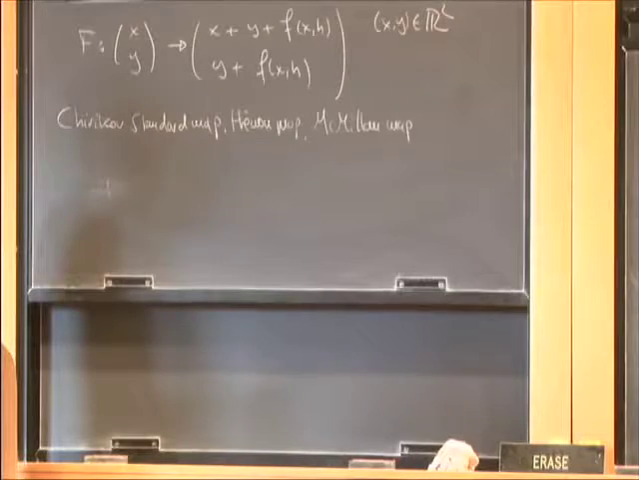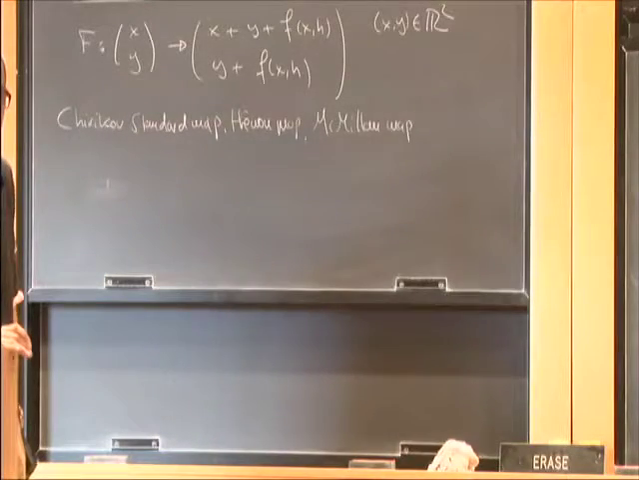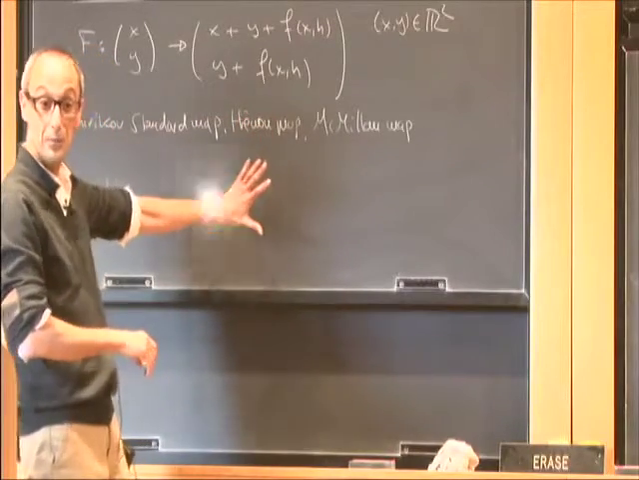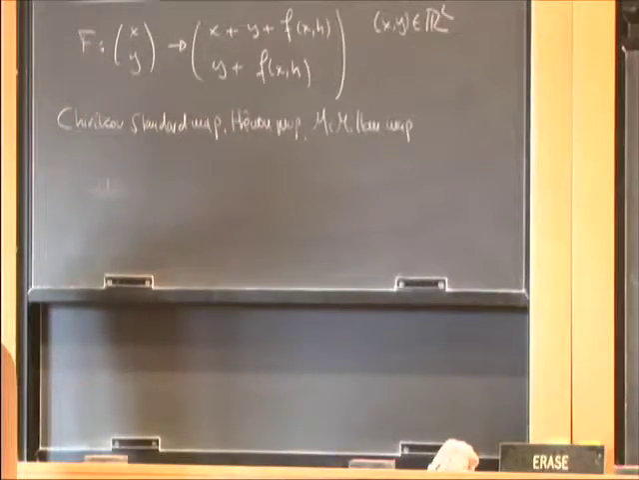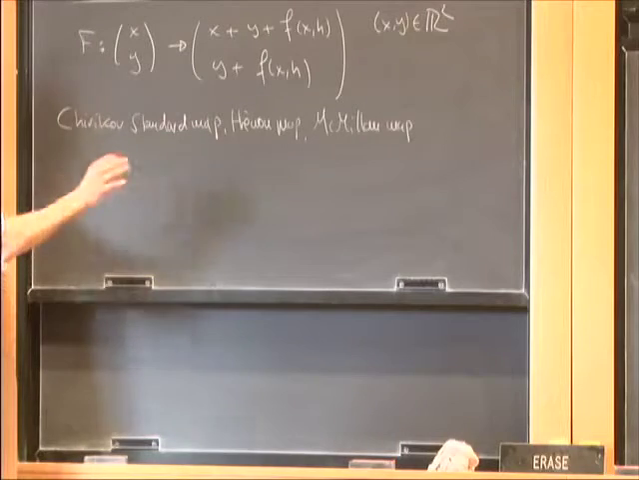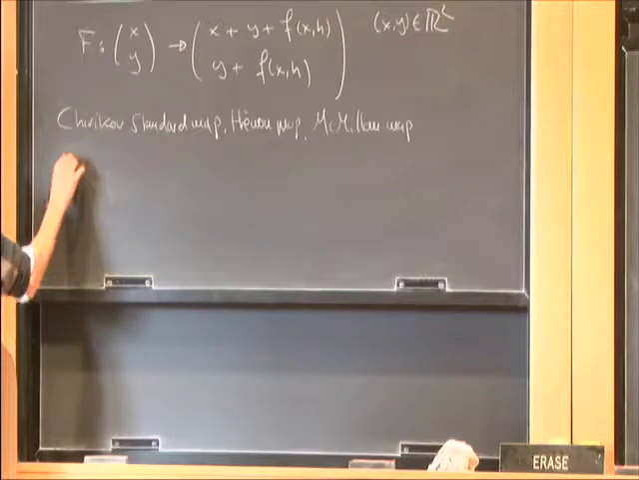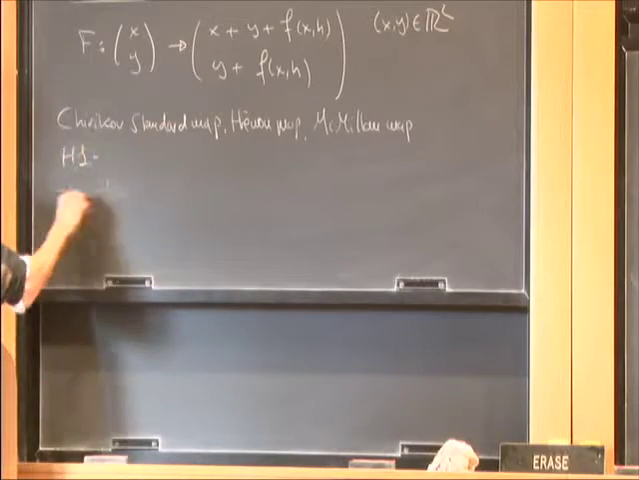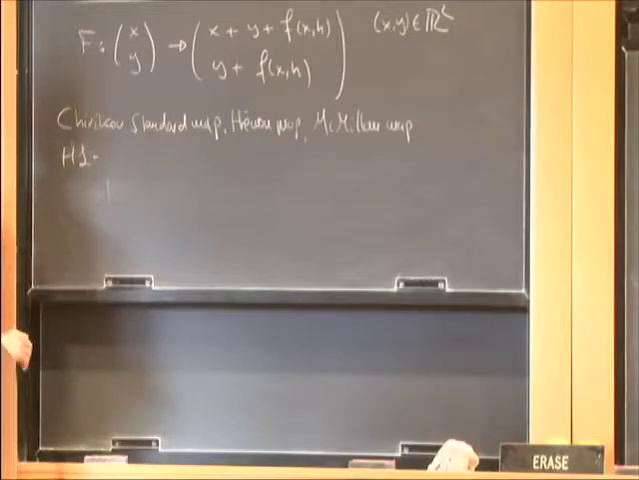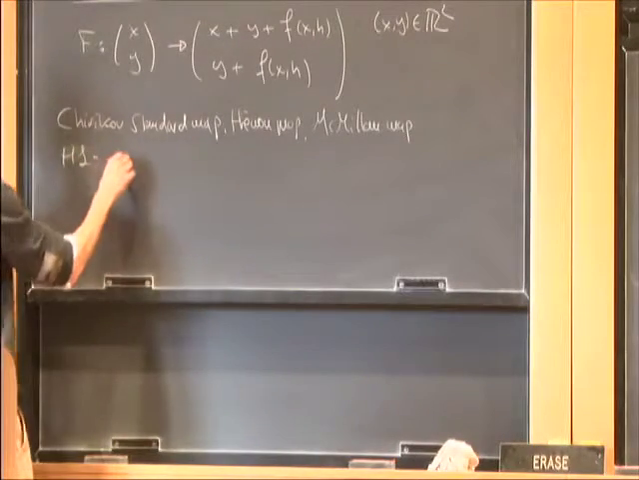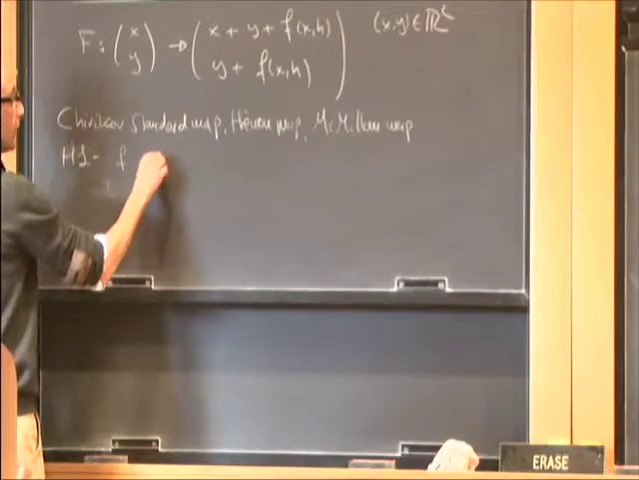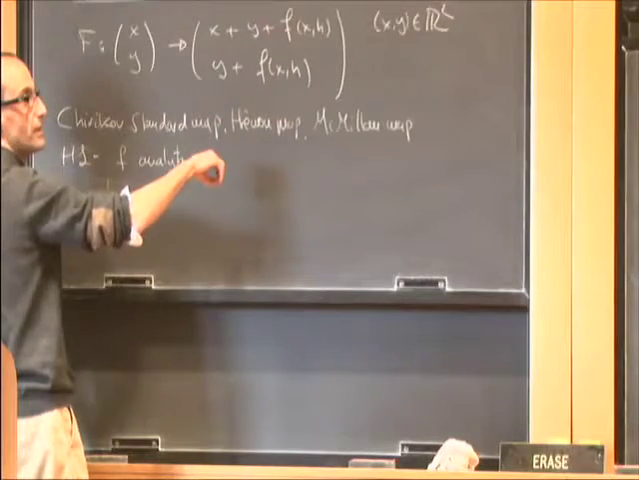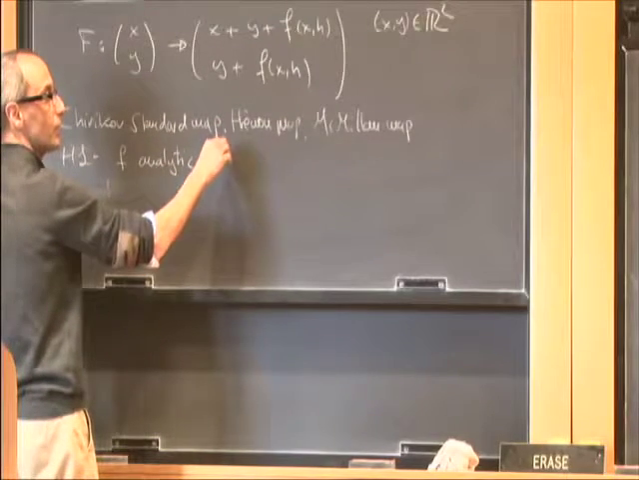And F is any smooth function? What is F? F is a function of x and h. I'm going to put hypotheses right now. I'm going to call H1 a set of hypotheses. The first one is that F is going to be analytic in the neighborhood of x equals 0.